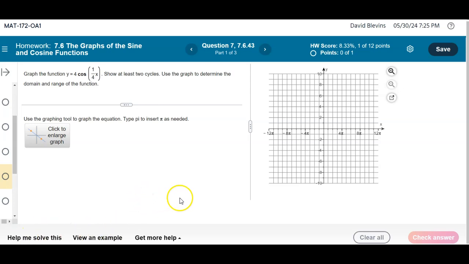Hey, Trig class, I want to go over this homework problem. Number one, to show you how to use the graphing feature, but number two, just to walk you through an example here. So we want at least 2 cycles of this, but the key thing is, when you are given these sine and cosine functions, to know what to do with those quarter period points.